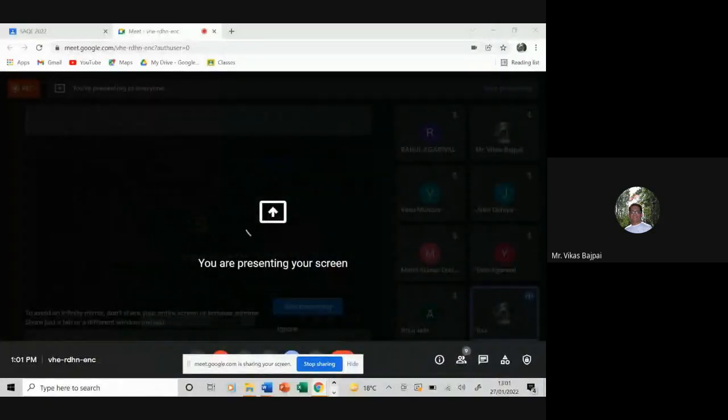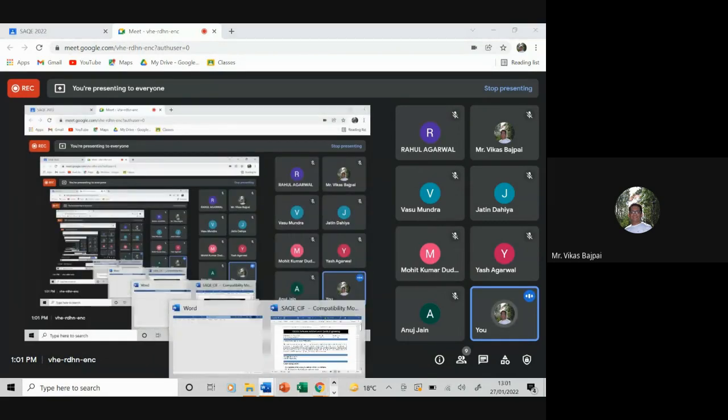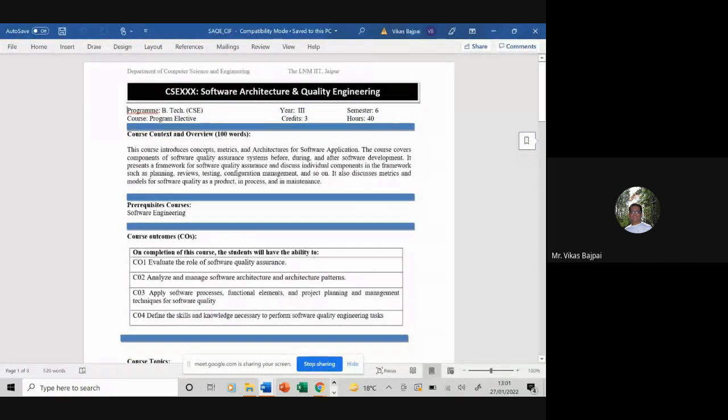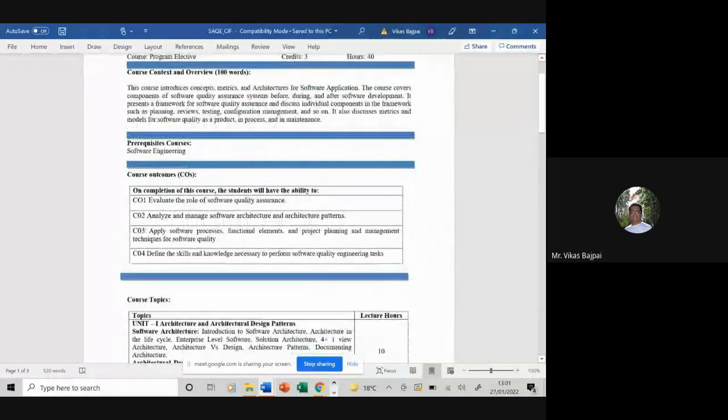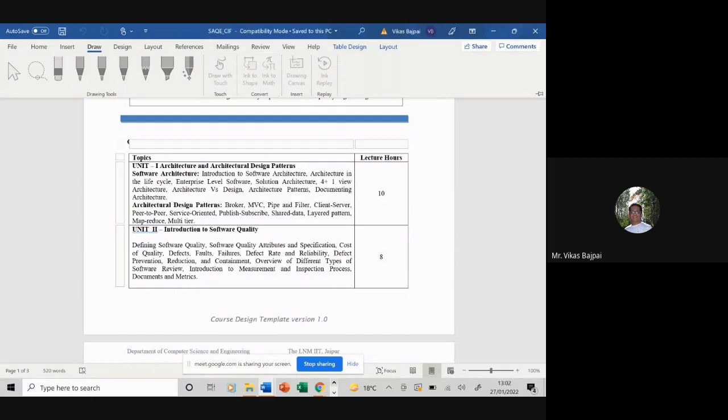Yeah, so let's start today's discussion. To start with, let's talk about the CIF and the evaluation pattern that would be applied for this semester. Looking at this particular course, the title says Software Architecture and Quality Engineering. So one thing you might have got an idea is that we'll be focusing on the software architecture part, right?